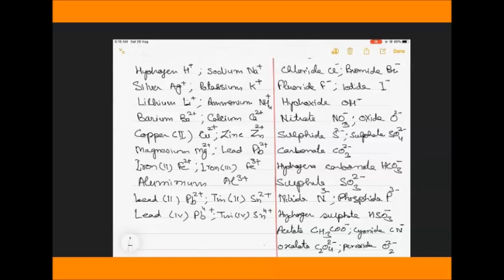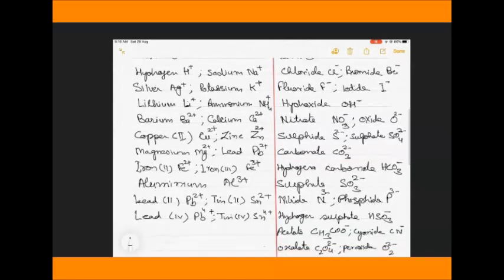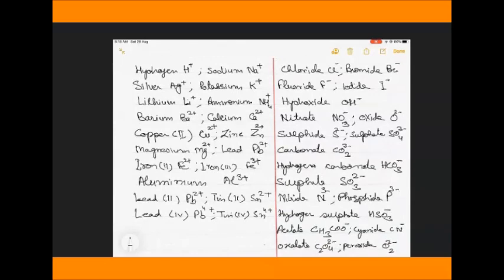Then the negative ions which are of help are as shown: chloride, bromide, fluoride, iodide with 1 negative valency, hydroxide OH-, nitrate NO3-, oxide O2-, sulfide S2-, sulfate SO4 2-, carbonate CO3 2-, hydrogen carbonate HCO3-, sulfite SO3 2-, nitride N3-, phosphide P3-.